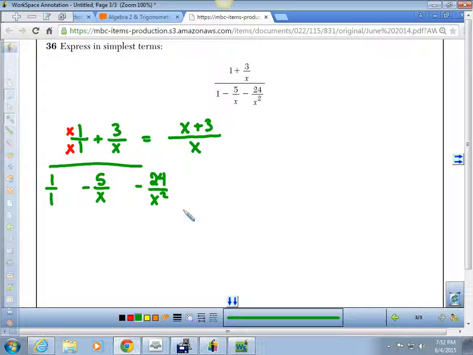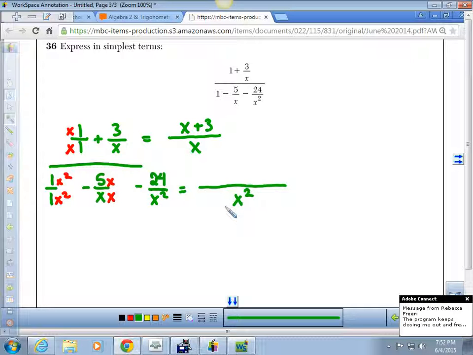Well, what's my common denominator for the bottom? X squared, right? So this one over here needs an x squared, bottom and top. But this one only needs a what? Just an x to get the x squared. And how about the last one? Is that one all right? Yep, that one's all right. Okay, so my common denominator is now what? X squared. And what do I get out of a numerator? We got x squared minus 5x minus 24.